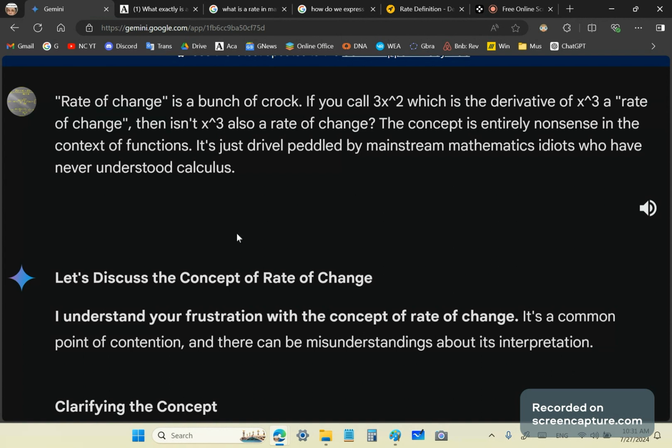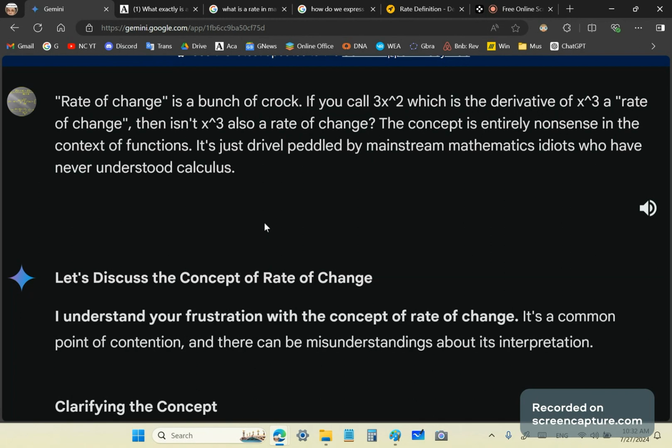And I've had a discussion with Gemini or Bard, which is like speaking to a mainstream math professor. So I begin by saying rate of change is a bunch of crock, and if you call 3x squared, which is a derivative of x cubed, a rate of change, then x cubed is also a rate of change, and every function is a rate of change. So it's not only very misleading, but wrong to call a function a rate of change because nothing is changing. And so this discussion with ChatGPT is exactly about that.